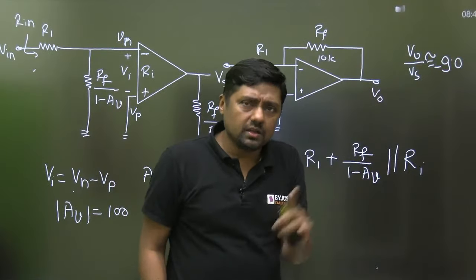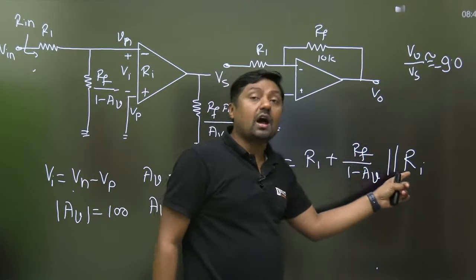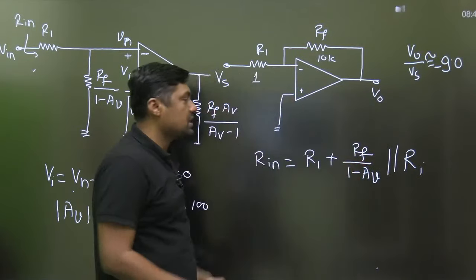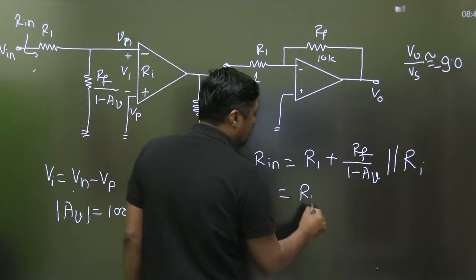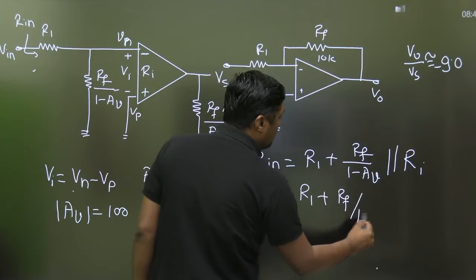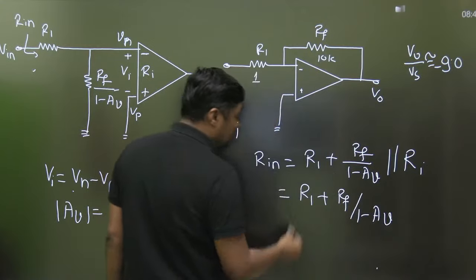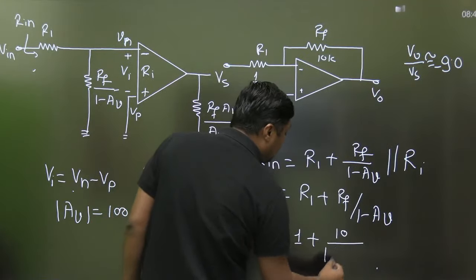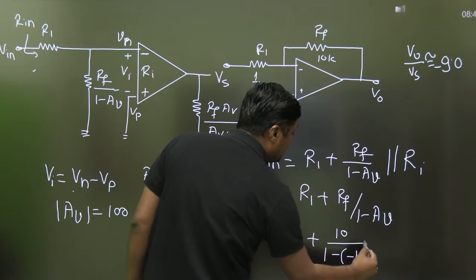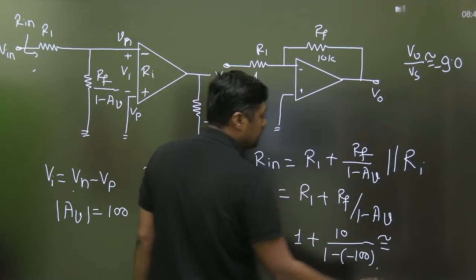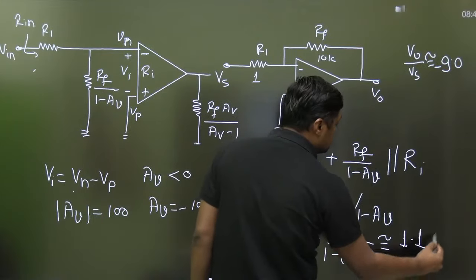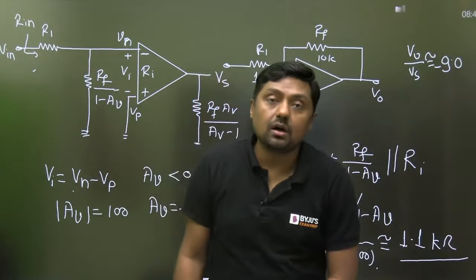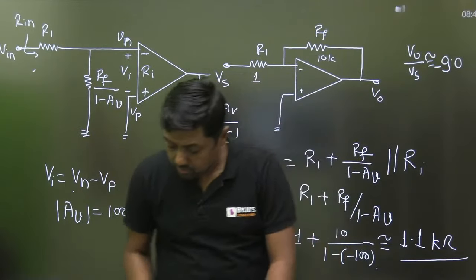In this particular numerical, Ri is not given. In the ideal condition, take Ri equal to infinite. Infinite parallel with RF upon 1 minus AV gives R1 plus RF upon 1 minus AV. That will be the answer. Put the value here: 1 kilo ohm plus 10 divided by 1 minus of minus 100. It is nearly equal to what? 1.1 kilo ohm. That will be the answer for this particular question.